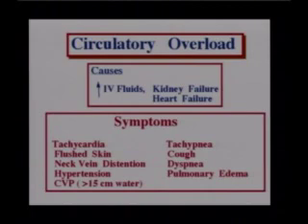Now if we look at the opposite problem, circulatory overload is extracellular fluid volume excess. And the problem is too many fluids, too fast, or the heart and or kidneys are not working effectively. This can occur in anybody, but it occurs faster in older people where their body systems are not as efficient as those of younger people.